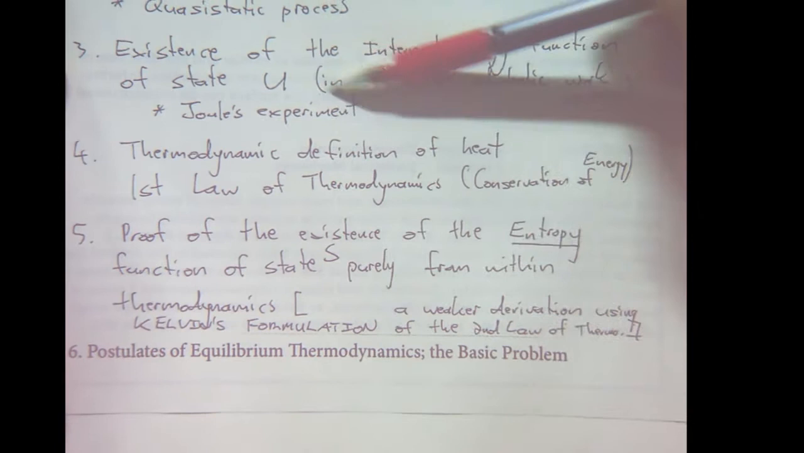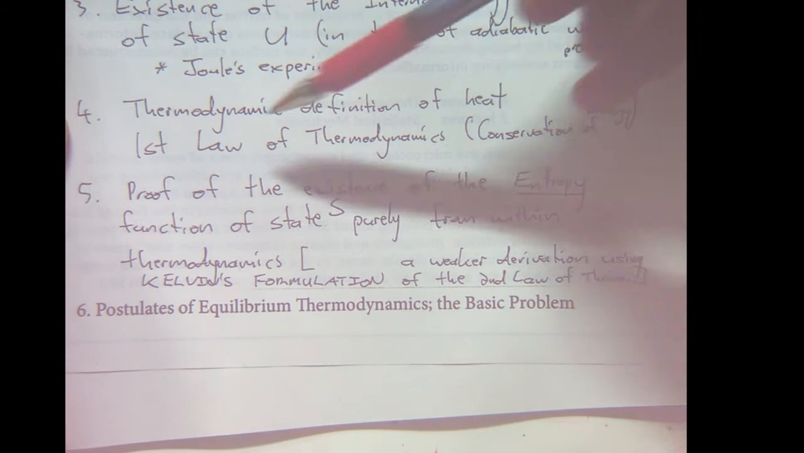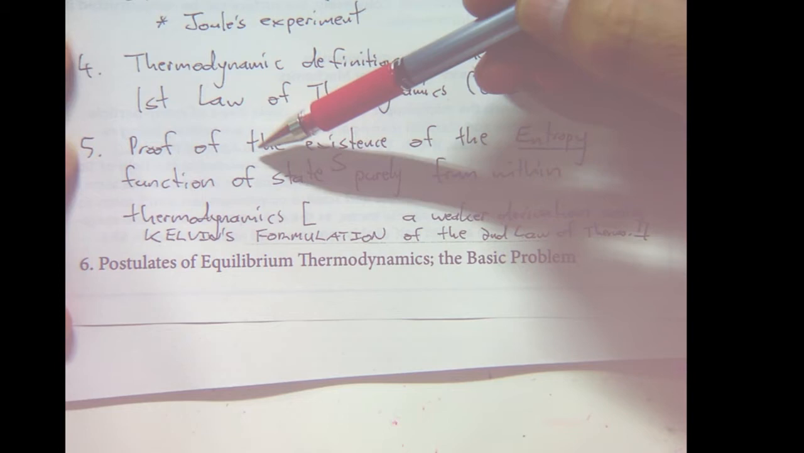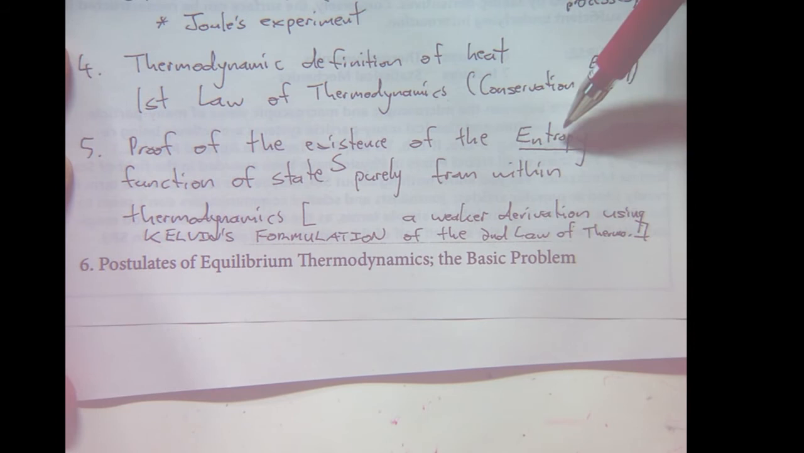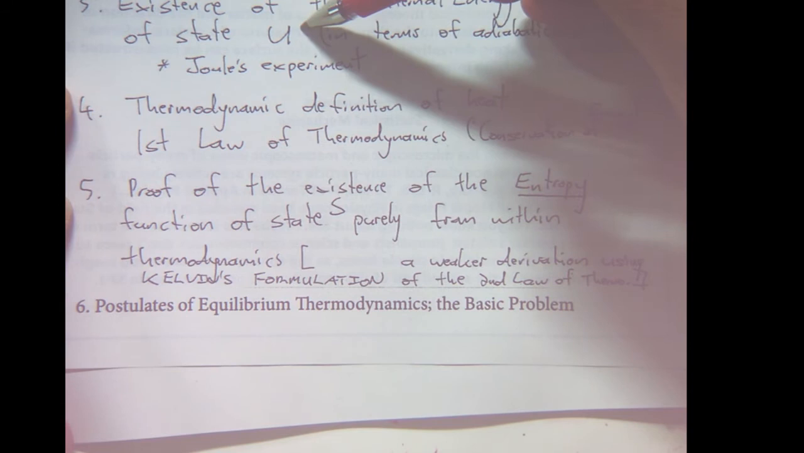I'll talk about the thermodynamic definition of heat, the first law of thermodynamics, which is essentially conservation of energy. And here, I'll prove the existence of a function of state, which we call entropy. Once you establish the existence of an energy function, then the existence of the entropy function follows with one more principle.